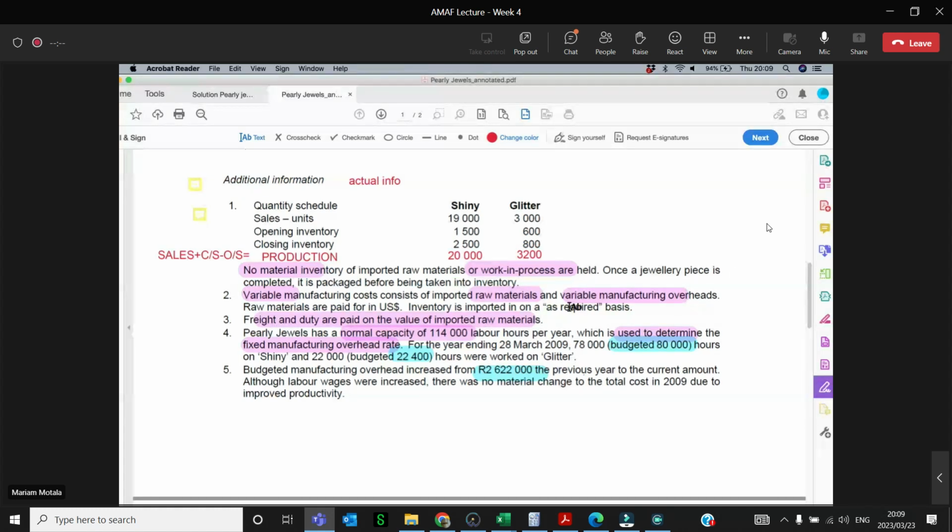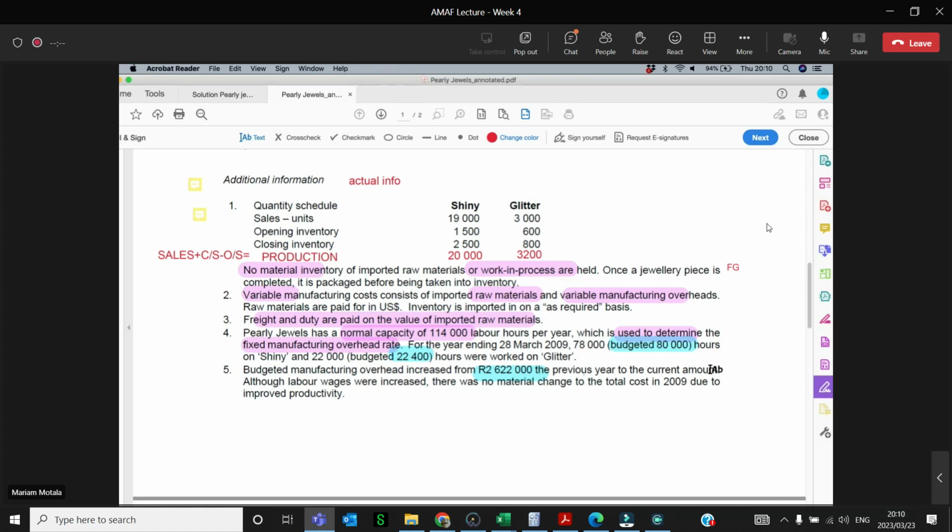So that means we don't have any opening stock of raw material or closing stock or even of unfinished goods. So the only inventory that we have is of finished goods. So this is only finished goods inventory. And the variable manufacturing cost consists of raw material, variable overheads.